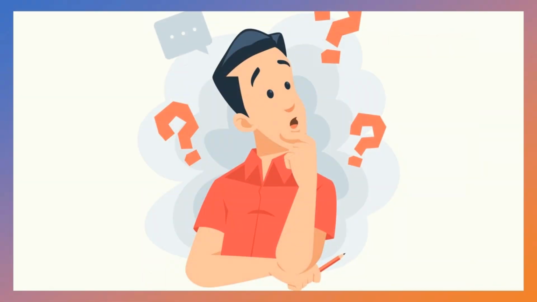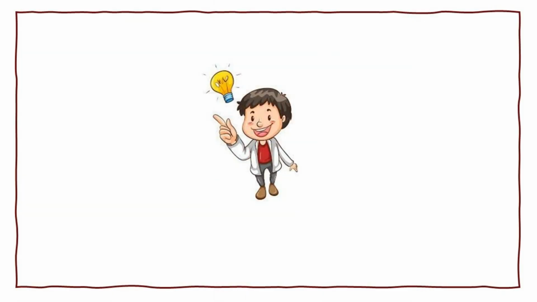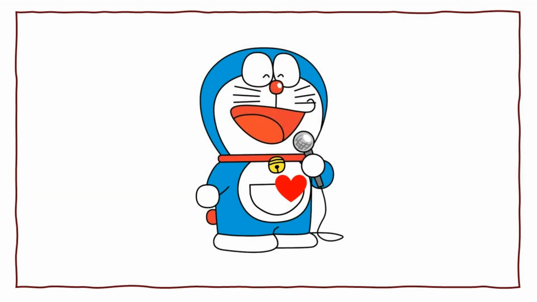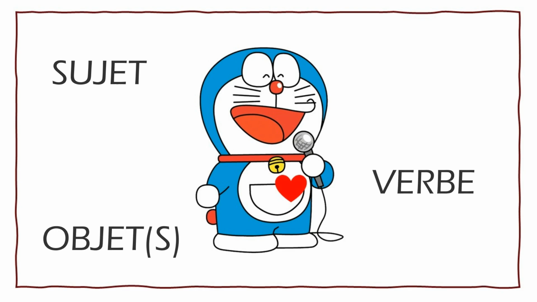Where to place the pronouns in the sentence is something which we all face problems with. And in this video, I am going to teach you object pronouns, pronoun y and pronoun en, and where and how to use them. Roughly, a sentence has three parts: sujet, verbe, objet. A subject is like the head of Doraemon. A verb is like the heart of Doraemon, without which a sentence can't survive. An object is like the limbs of Doraemon, without which a sentence can still survive.